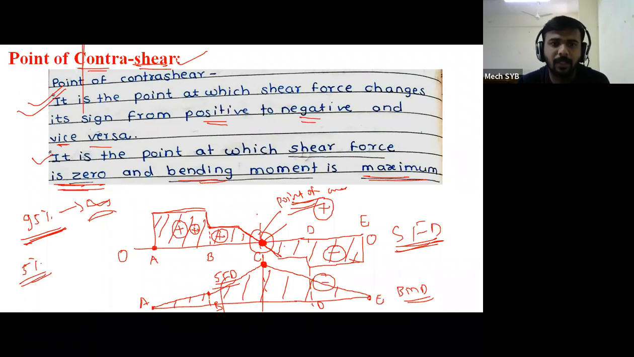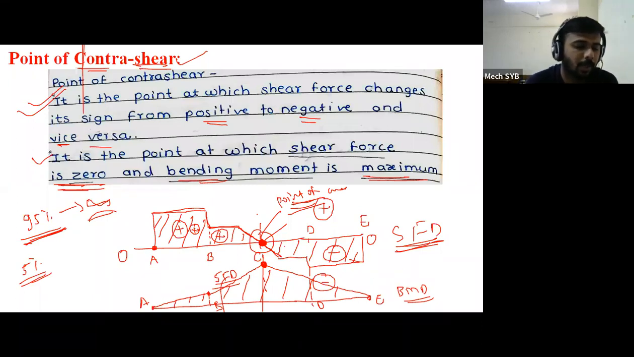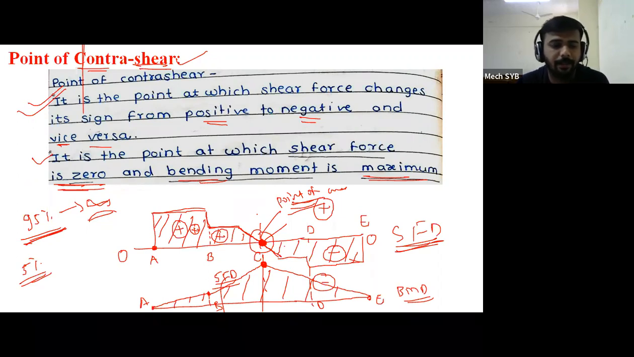And below that also write down, it is the point at which shear force is 0 and bending moment is maximum. This is point of contra shear. So it is not required to draw the figure, only we have to understand the concept, how the 0 point is visible on the figure.